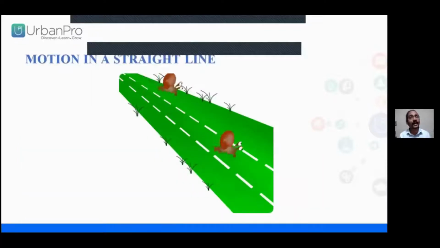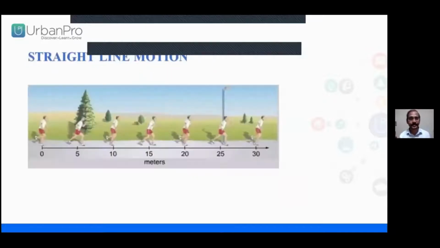Next one, what is straight line motion? Generally, we can say straight line motion, but how do we define it? If an object does not change its direction, call it a straight line motion. Again repeating, if an object does not change its direction, call it a straight line motion.